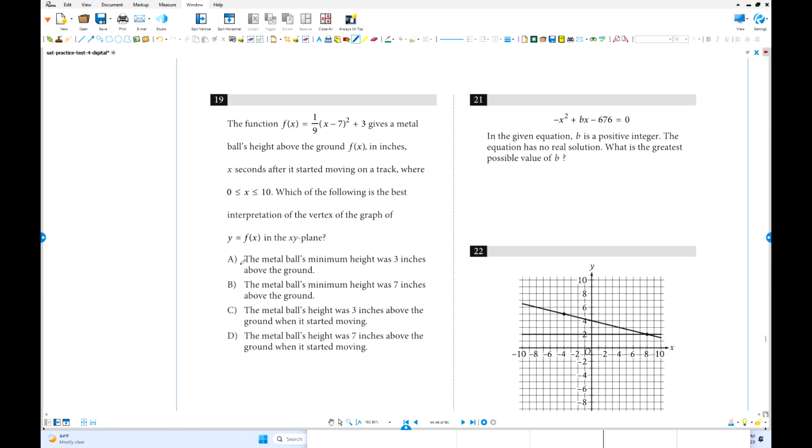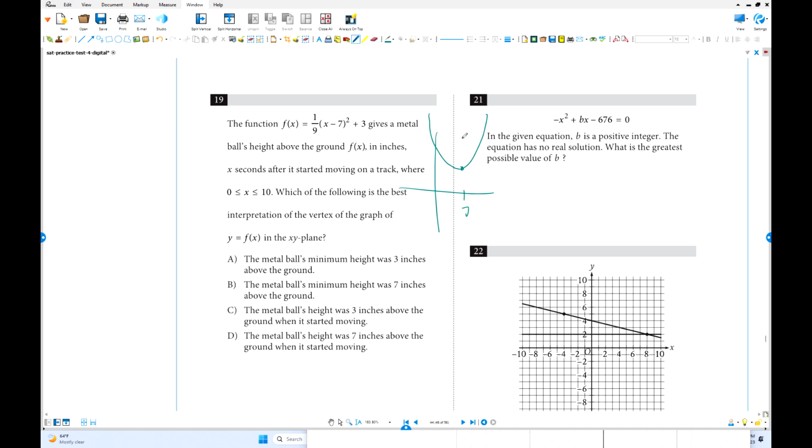Here is number 19. So we have a vertex form. When x equals 7, y equals 3, right? Looks like this one. The graph looks like this one. Which of the following is the best interpretation of the vertex of the graph?